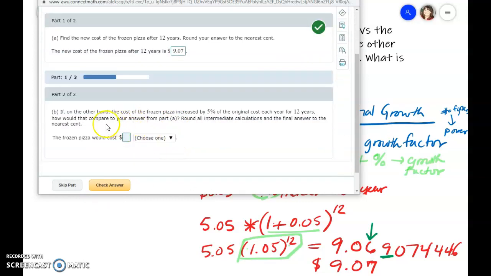And I'm going to move on to part 2, which now part 2 says, well, if on the other hand, the cost of the frozen pizza was increased by 5% of the original cost. So notice that 5% of the original cost each year, that 5% of the original cost will give me a certain amount for 12 years. How would that compare to your answer from part A? Round all intermediate calculations and the final answer to the nearest cent.